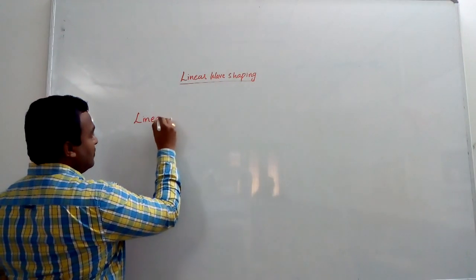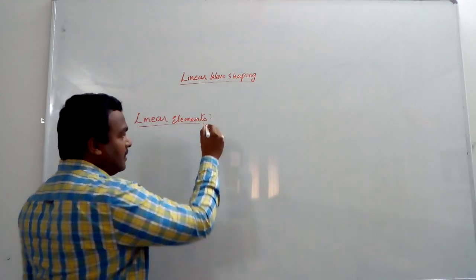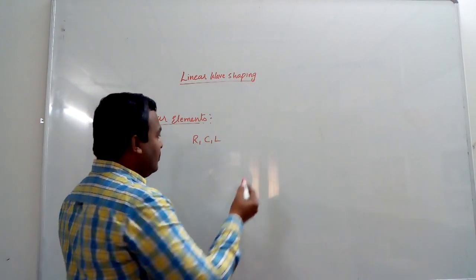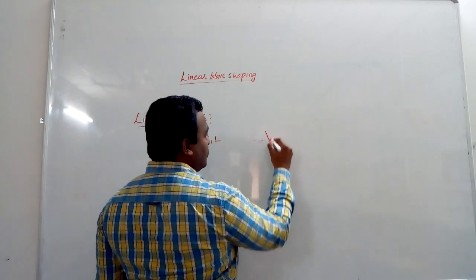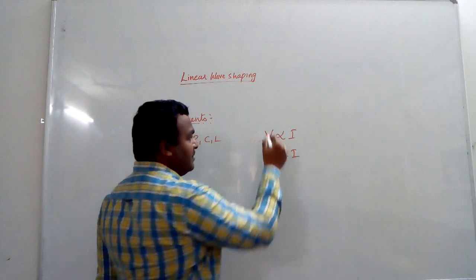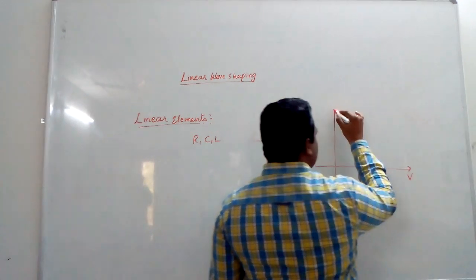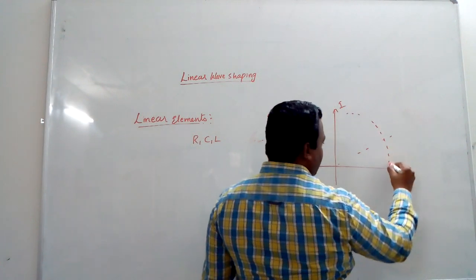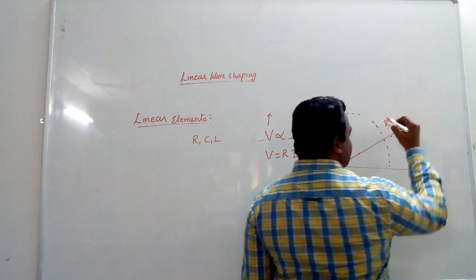Linear elements are resistor, capacitor and inductor, because they obey the linear property. For a resistor, V is directly proportional to I, so we introduce a constant of proportionality known as R: V = R into I. For every change in V, there is a change in I. If you see the characteristics of V and I, voltage and current, the resistance lies between any one of this region from here to here, so we can define the graph as the resistance graph.